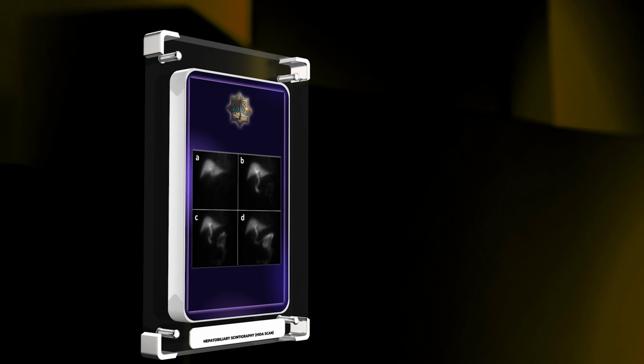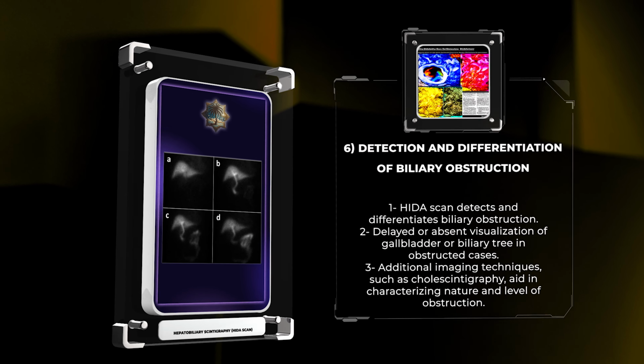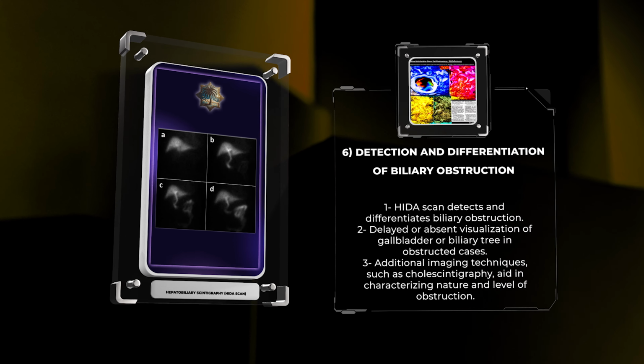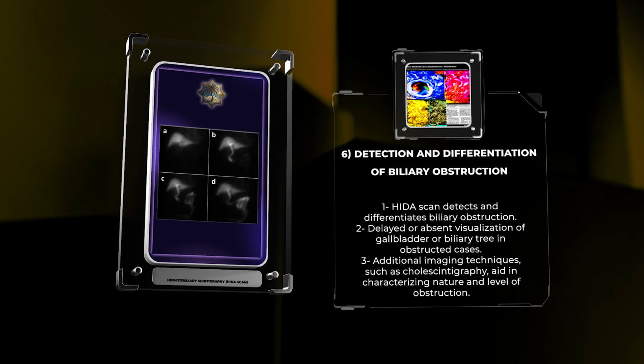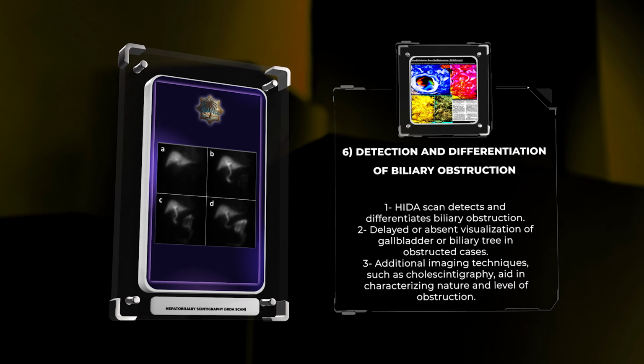One of the crucial applications of HIDA scan is the detection and differentiation of biliary obstruction. In cases of obstruction, delayed or absent visualization of the gallbladder or biliary tree can be observed. Additional imaging techniques, such as cholescintigraphy, may be employed to further characterize the nature and level of the obstruction, aiding in proper patient management.